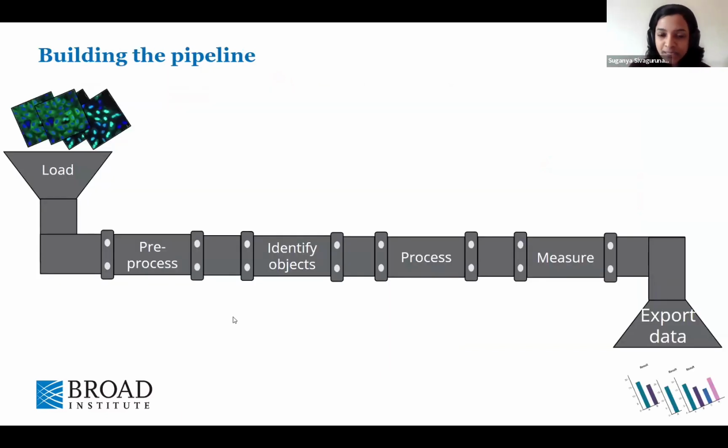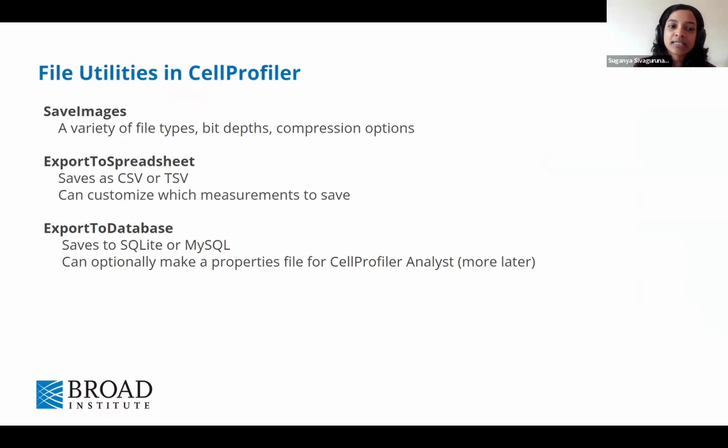And now you've built the pipeline, you've made all the measurements. How do you export the data? We have modules called export to spreadsheet and export to database. The export to spreadsheet option saves your measurements in CSV format, and export to database is useful when you want to analyze it in another software such as CellProfiler Analyst.